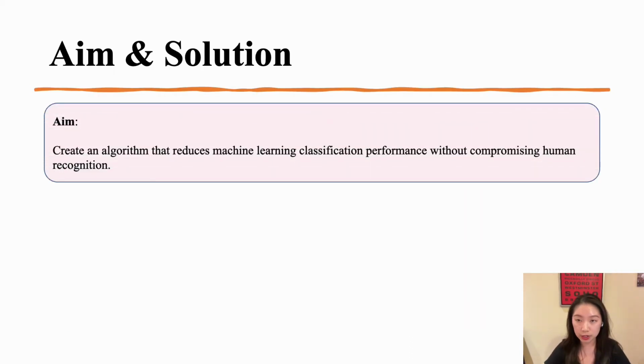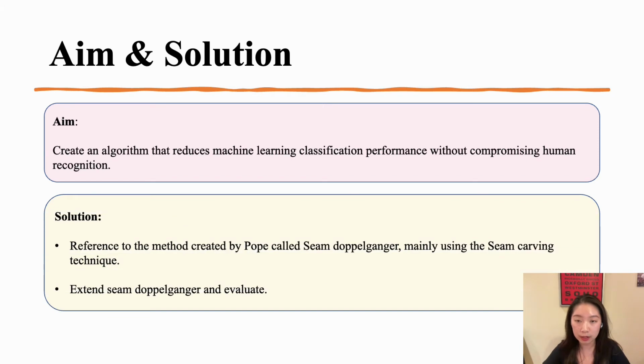The aim of this project is to create an algorithm that modifies the original image in a way to reduce machine learning classification performance without affecting human recognition of the image subject. My work is to test the SIM replacement created by Pop by comparing against a random set of images. And I will also introduce technologies to evaluate restored images by using a similarity measurement. It's also used to simulate human perception.